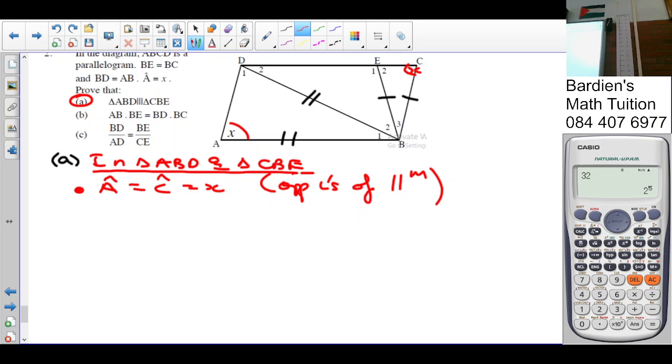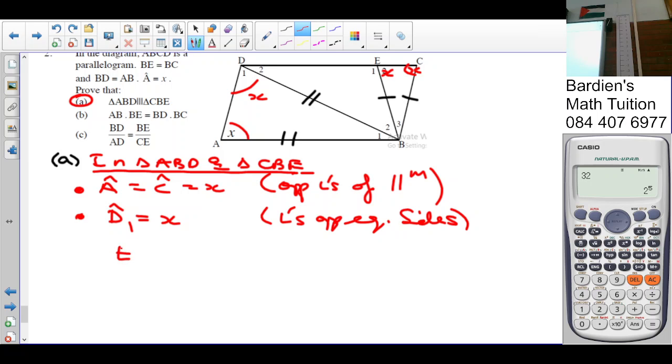Then for the second angle we're going to prove is equal. We say that angle D1 is equal to x. Angles opposite equal sides. Could I have said sides opposite equal angles here? No, you will lose the reason mark. You can't say that. So what else can we say? That angle E2 is also equal to x. Angles opposite equal sides.